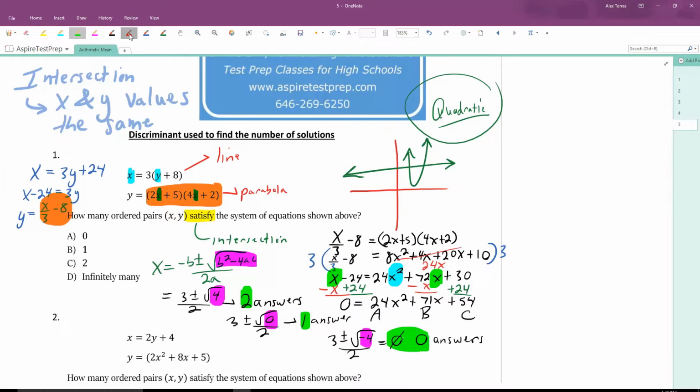So this is what this entire lesson is about. It's the idea of using the discriminant in order to find the number of solutions. So the discriminant is the b squared minus 4ac part of the quadratic formula. If we go ahead and arrange that part, we have b is 71, so 71 squared minus 4 times 24 times 54. All we need to do is determine whether this answer is positive or negative.